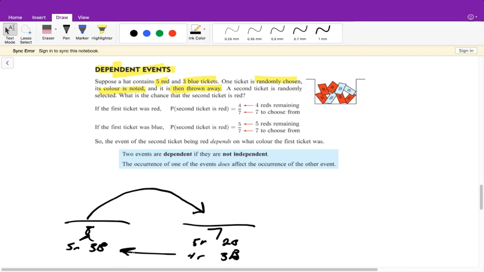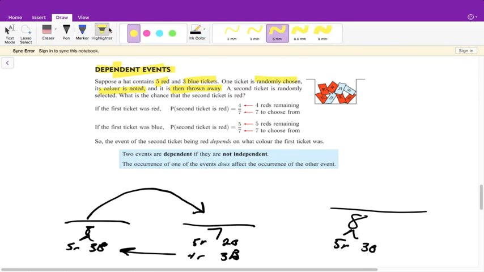So since the ticket was thrown away, it's changing the outcome of the second event. Had they drawn that ticket and put it back in, then it's independent, because either way, we would always have 8 tickets and we would always have 5 red and 3 blue. But since they're throwing that ticket away, it now becomes dependent. So the event of the second ticket being red or blue depends on the first color. So 2 events are dependent if they're not independent. Clearly that makes sense. And the occurrence of one of the events does affect the occurrence of the other.